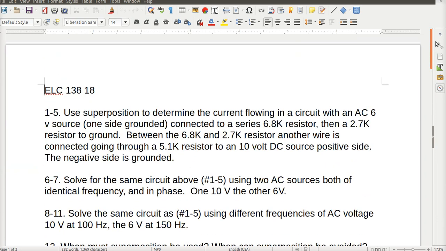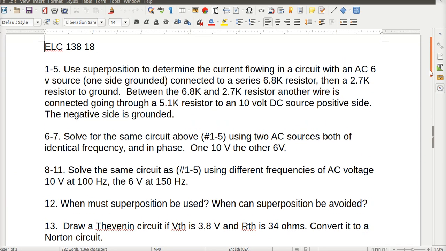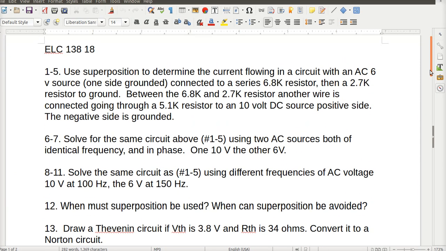Due to technical difficulties, my first video did not make, and I'm having to remake this one. So here we go. Superposition. Use superposition to determine the current flowing in a circuit with an AC 6-volt source.